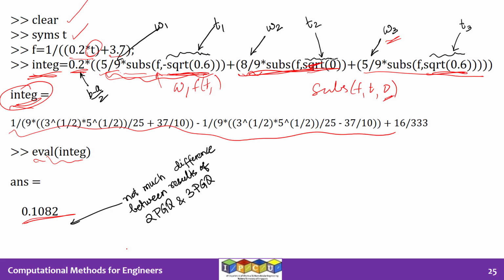That sums up what I wanted to say about Gauss quadrature. I'll stop here. Thank you for your time today.